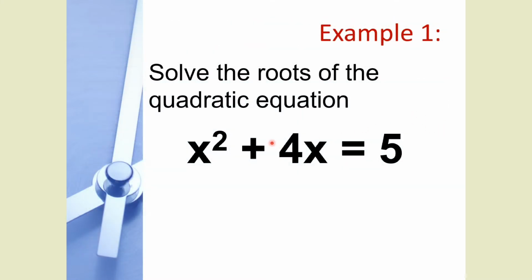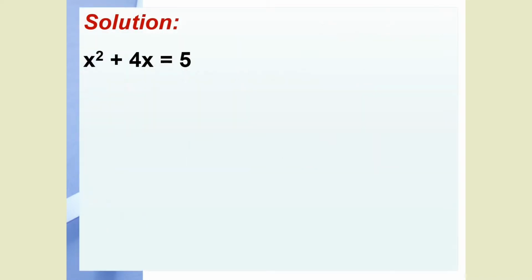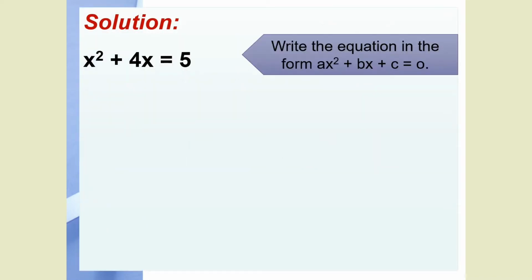Example 1, solve the roots of the quadratic equation x squared plus 4x equals 5. For the solution, write the equation in the form ax squared plus bx plus c equals 0. Since in the right side it is not yet 0, we need to eliminate this number 5. How are we going to eliminate this 5 in the right side? We're going to apply addition property of equality. We have to add the additive inverse of positive 5, which is negative 5.